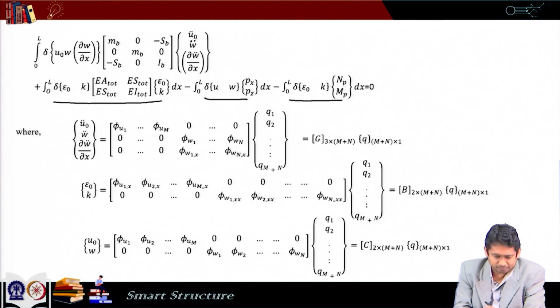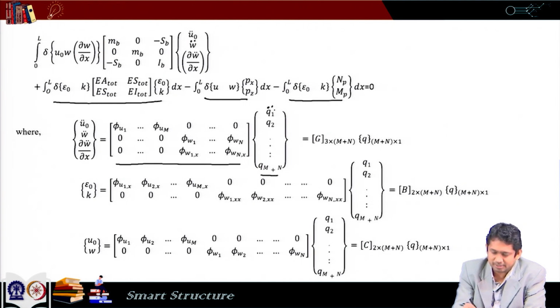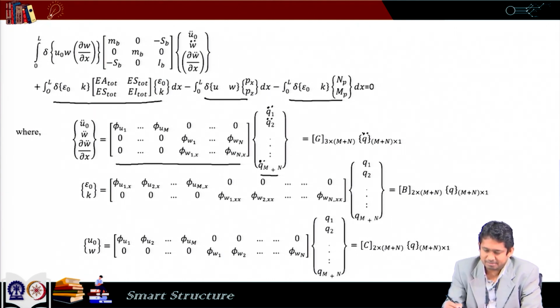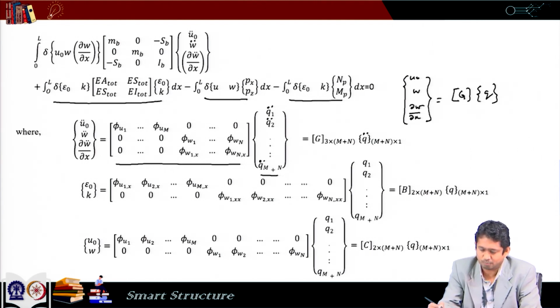Now, if we look at this u0 double dot, w double dot, and del w double dot by del x, this can be written as this matrix of phi's multiplied by these q's. So, here the q's also have to be dotted, because we have put double dot here, and these also have to be dotted. Similarly, if you want to write u0, w and del w by del x, this will become that same G matrix multiplied by Q.